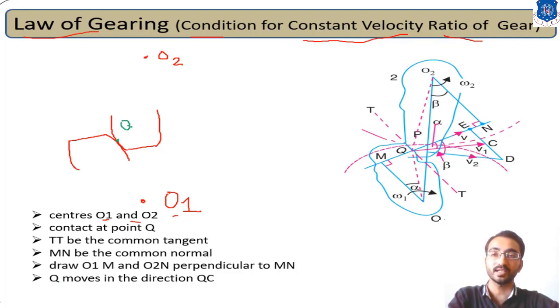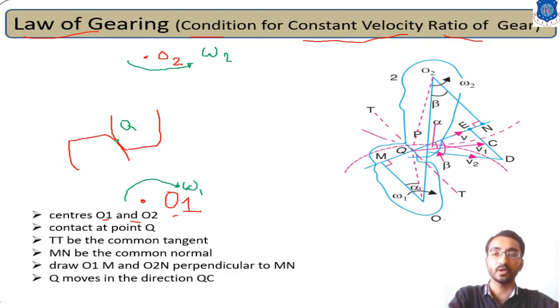Now this point Q can be considered on gear 1 as well as on gear 2. While considering the rotation of gear 1 with angular velocity omega 1, we can consider point Q on gear 1, and due to this omega 1 rotation, gear 2 rotates at angular velocity omega 2, so at that time we can consider point Q on gear 2. So point Q is a common contact point.